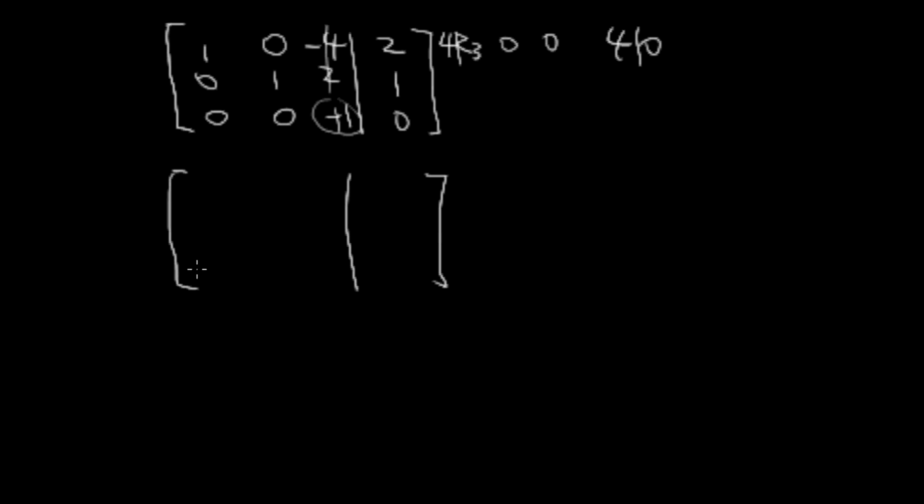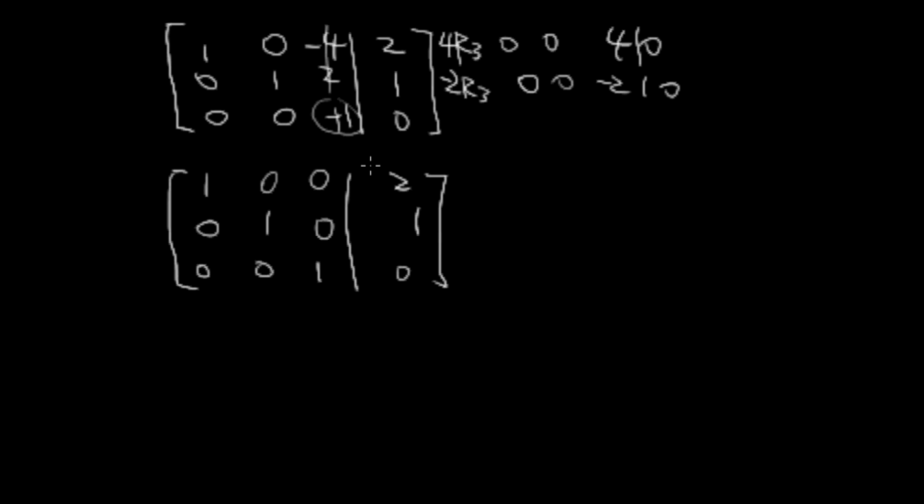Here row 3 stay the same, because that's the row we're trying to get a leading one for. Row 1 become 1, 0, 0, 2. And for row 2, we're going to use negative 2 times row 3. So 0, 0, 2, 0, and negative 2, 0. And now we add, so 0, 1, 0, 1. And this is x, y, and z, and that's your final answer.